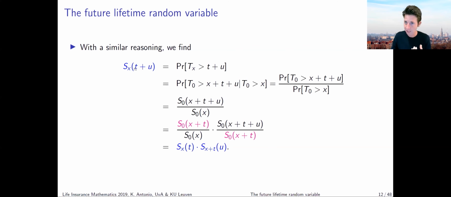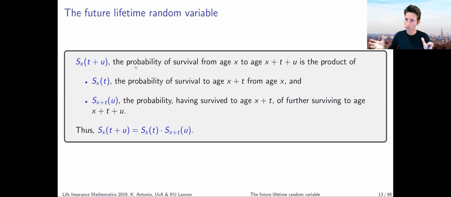And that's exactly, once again, this multiplication rule, but now expressed for an x-year-old. So keep this one in mind as well. This is again a very important expression summarized here on the sheet. If I look at the probability of survival from age x to age x plus t plus u, then that is the product of, first you need to survive until age x plus t. Given that you reached age x plus t, you need to survive another u years, right?